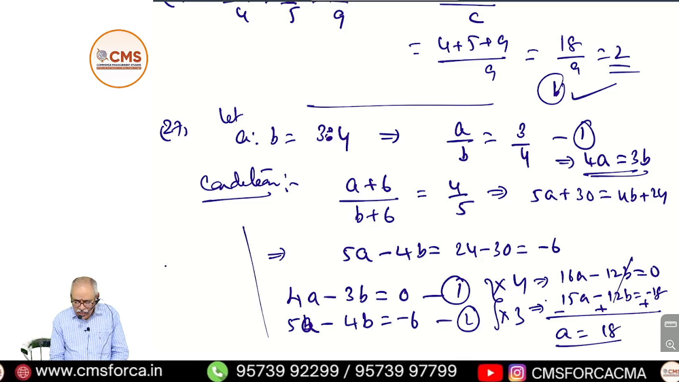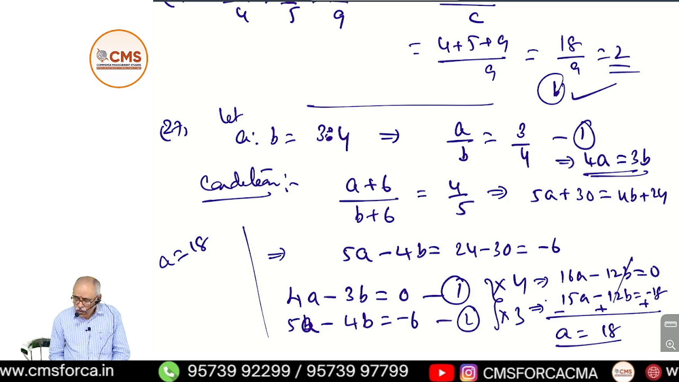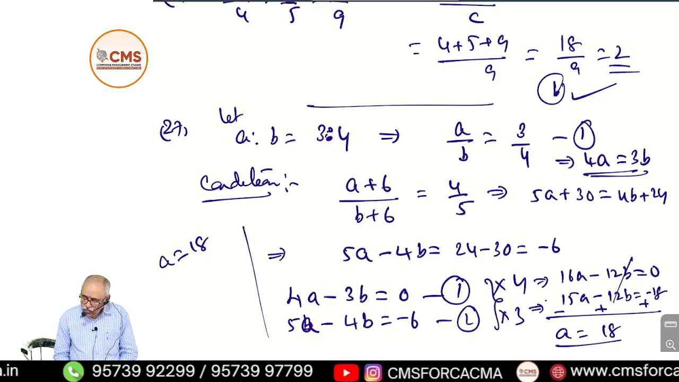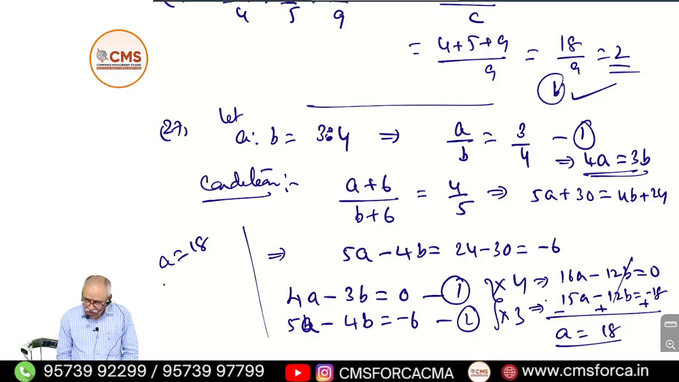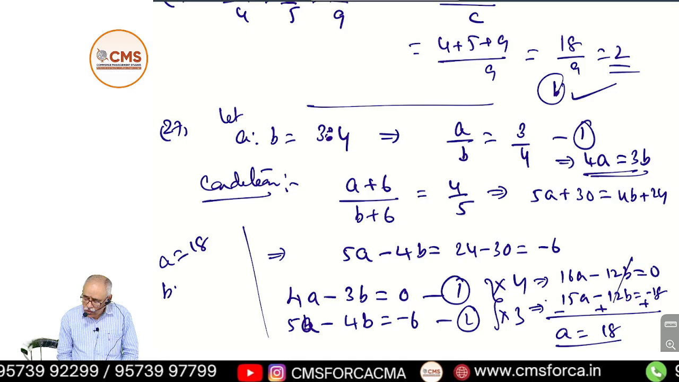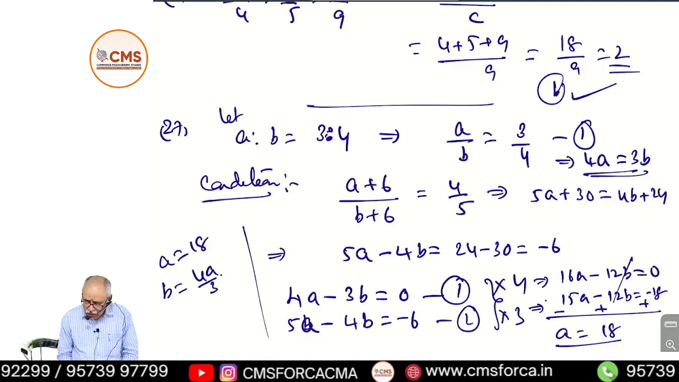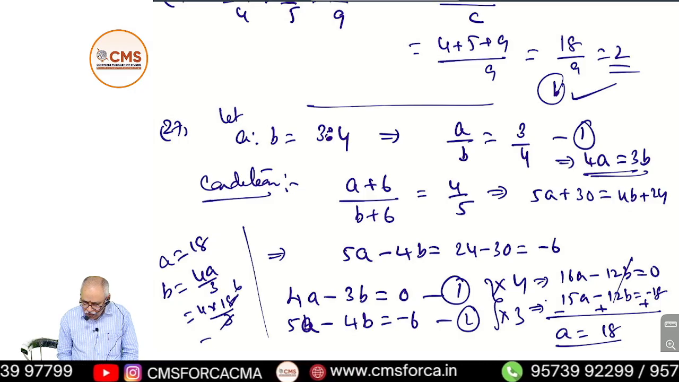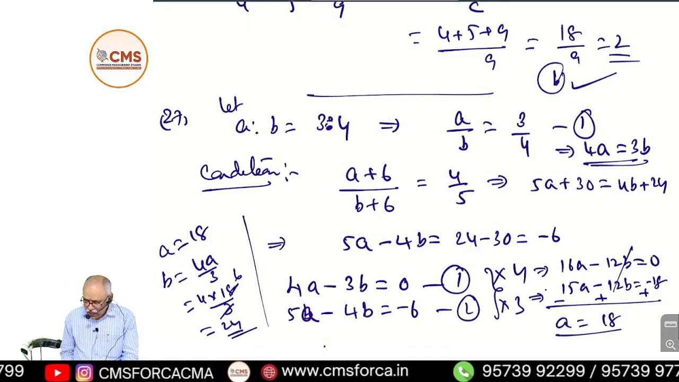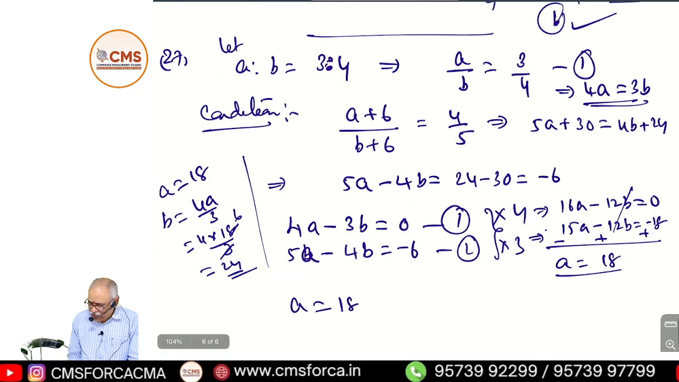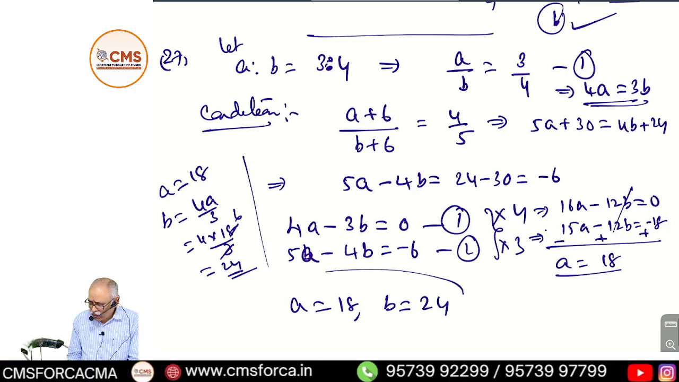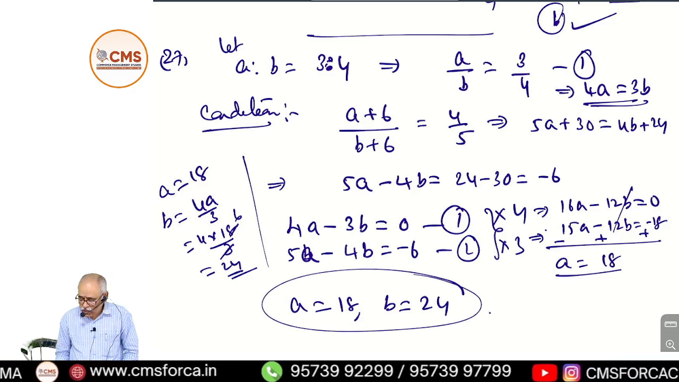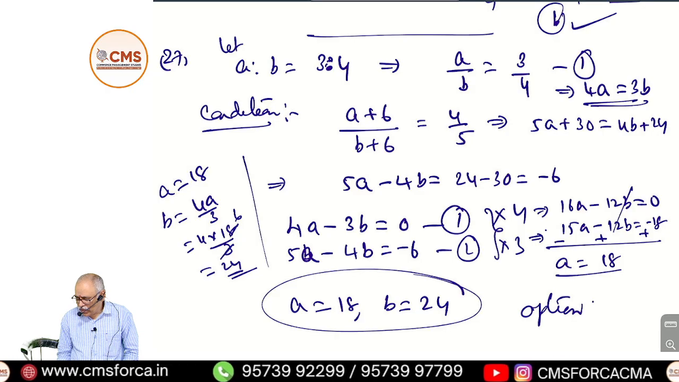18. When A is equal to 18, what is B value from first one? From first one, B is equal to 4A by 3. So 4 into 18 by 3, 24 or not? Therefore, A is equal to 18, B is equal to 24. These are the answers. So option C is correct.